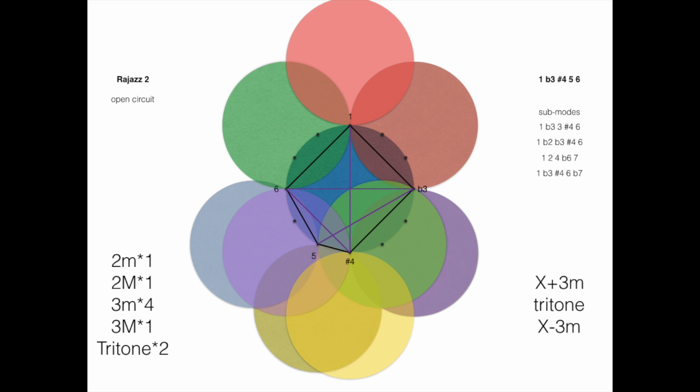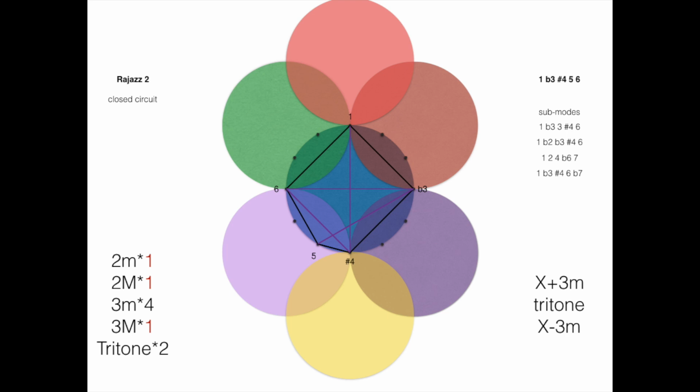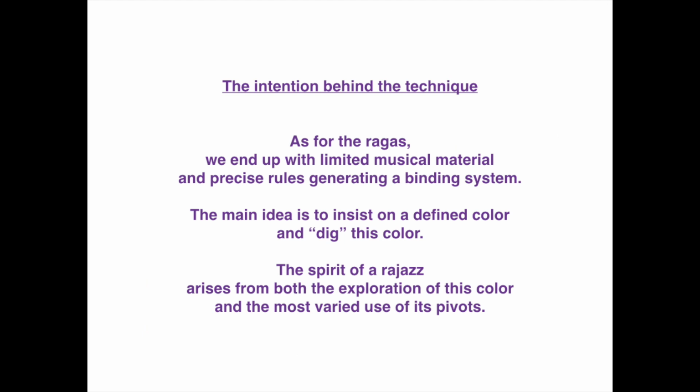A Rajazz in a closed system only works with itself. Therefore, any pivot interval appearing only once does not allow transposition in a closed circuit. These possibilities are then removed from the diagram. As for the ragas, we end up with a limited musical material and precise rules generating a binding system. The main idea is to insist on a defined color and dig this color. The spirit of Rajazz arises from both the exploration of this color and the most varied use of its pivots.